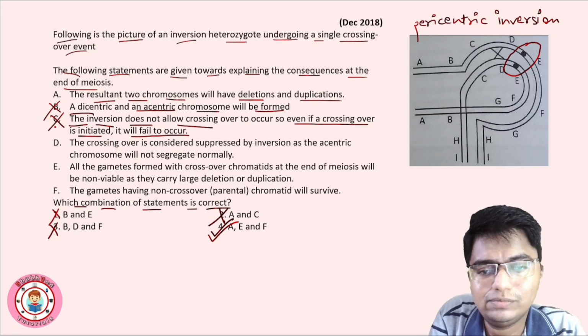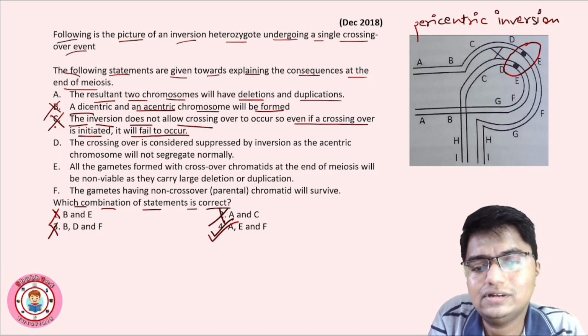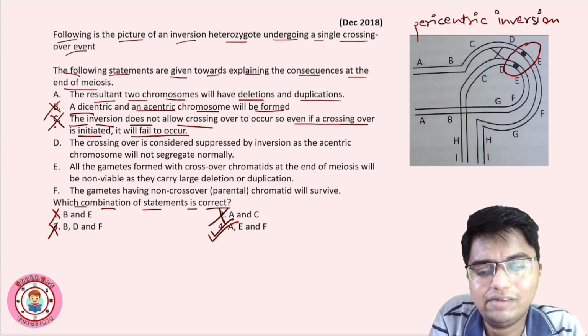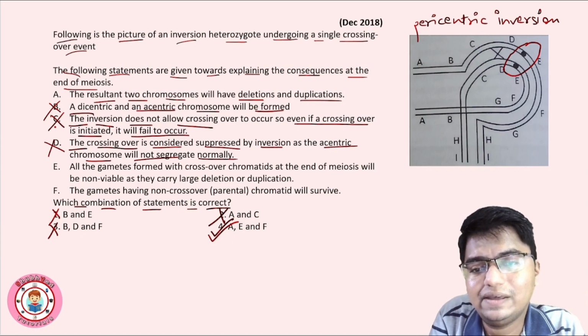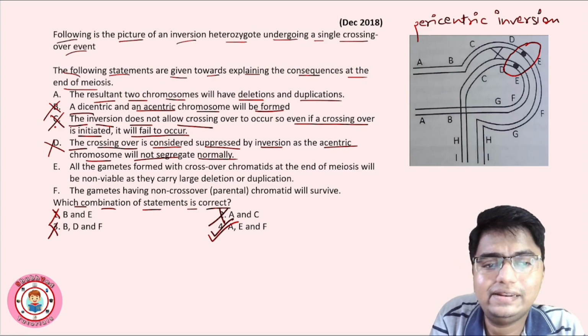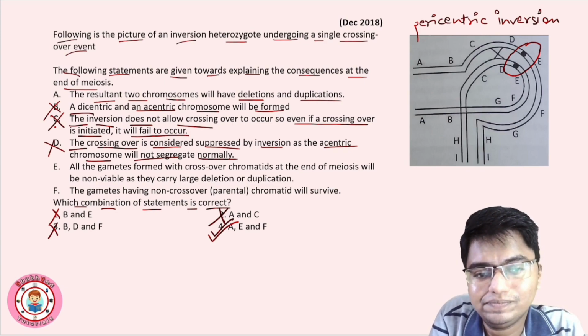First, from the two statements, we got the answer. A, E, F are the correct statement? Let's see. The crossing over is considered suppressed by inversion as the acentric chromosome will not segregate normally. Again, कुछ भी statement दिया है, acentric chromosome is just limited to the paracentric side, right?